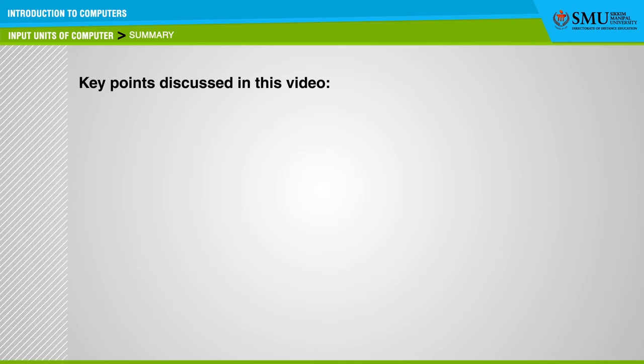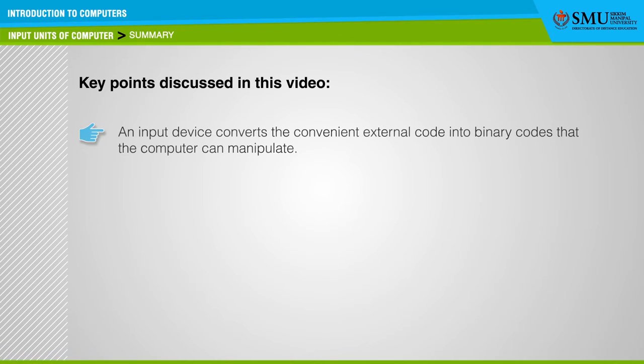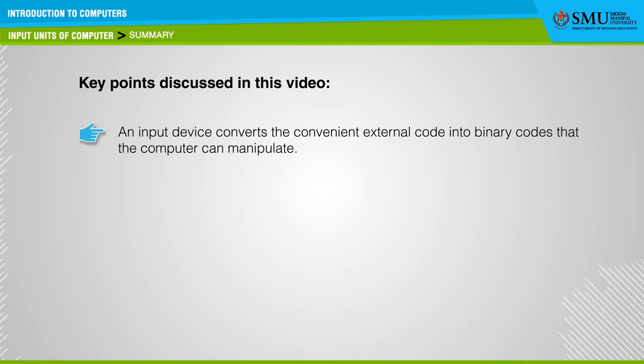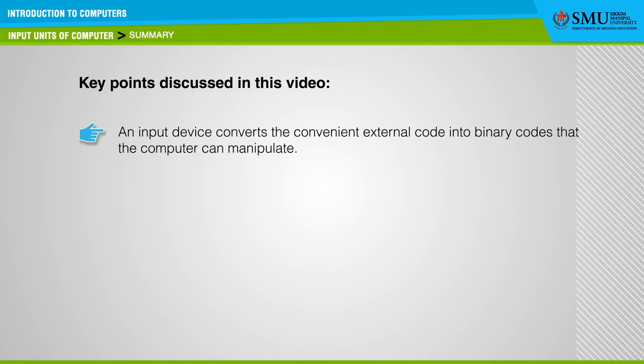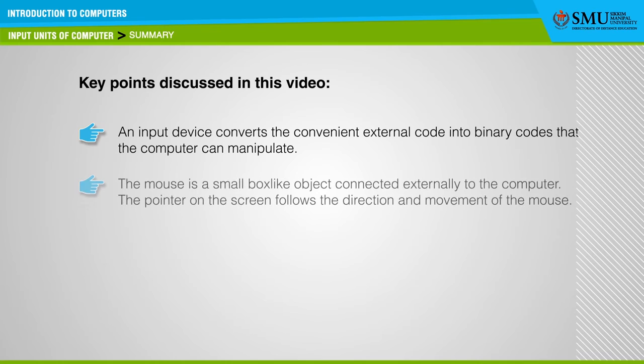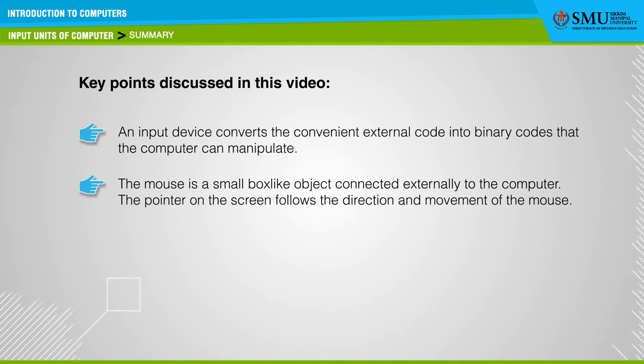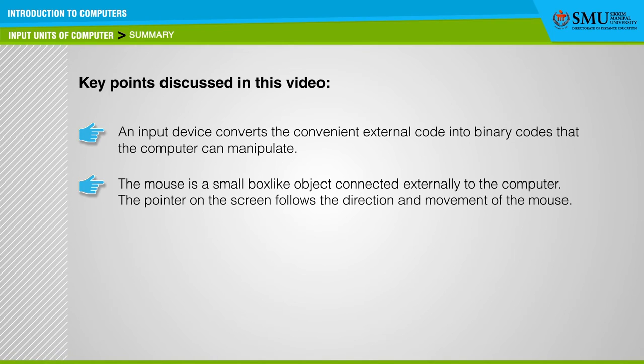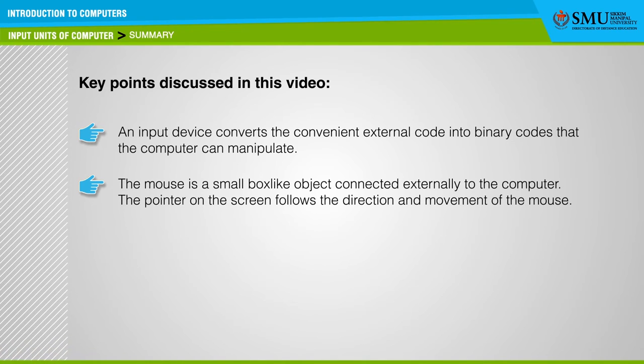Key points discussed in this video. Any input device converts the convenient external code into binary codes that the computer can manipulate. The mouse is a small box-like object connected externally to the computer. The pointer on the screen follows the direction and movement of the mouse.